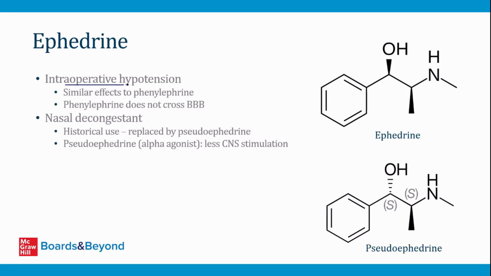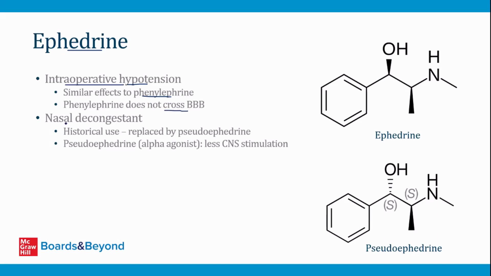Really, the only place you'll see ephedrine used in the modern era is sometimes for patients who have intraoperative hypotension. So many anesthetic drugs lower the blood pressure, and so during surgery, the anesthesiologist sometimes needs a drug that can boost the blood pressure. Often what they use is phenylephrine, but ephedrine can be used as well. Phenylephrine is usually preferred because it doesn't cross the blood-brain barrier, so when the patient awakens from surgery, they won't have symptoms like restlessness and insomnia and things like that.